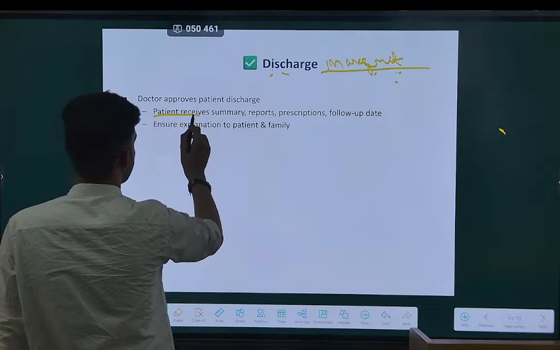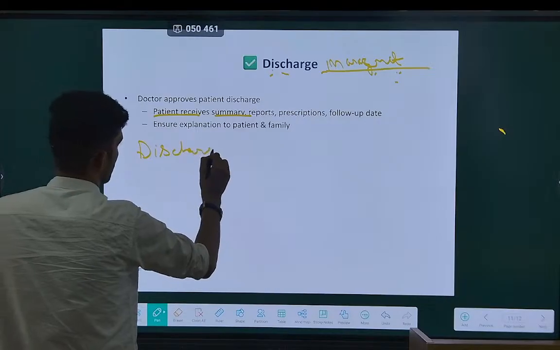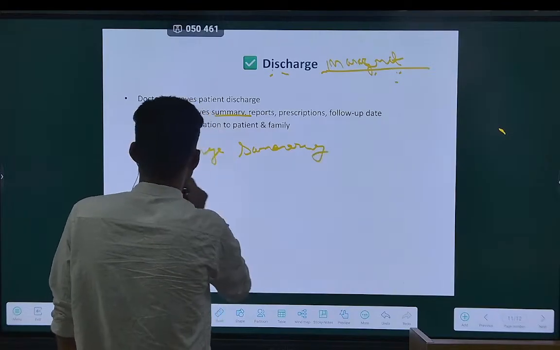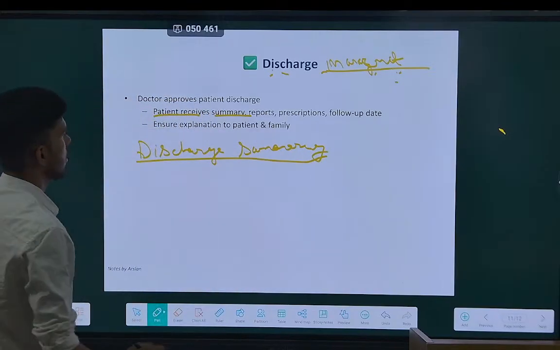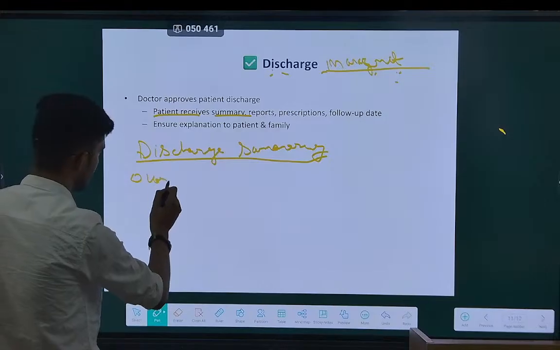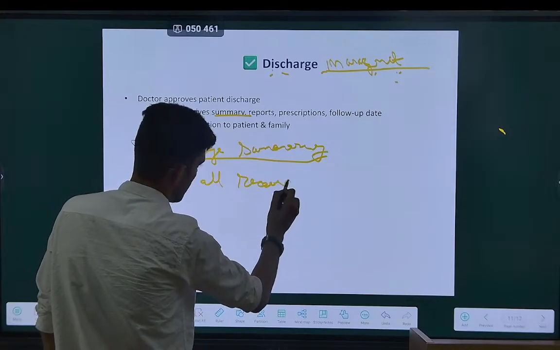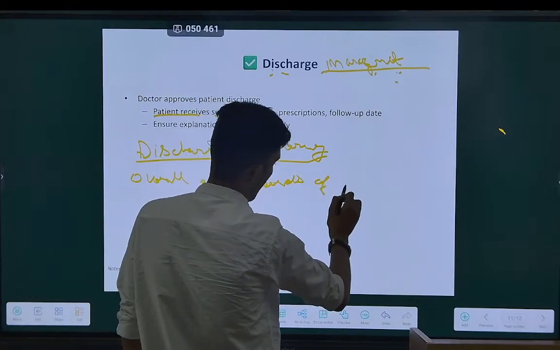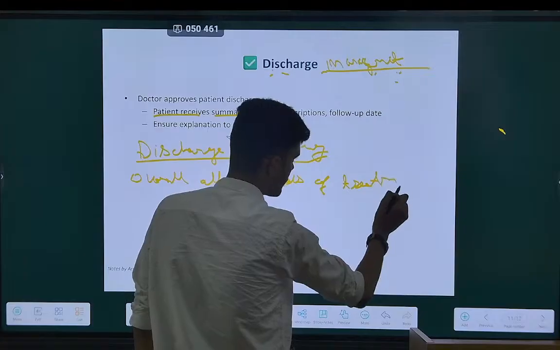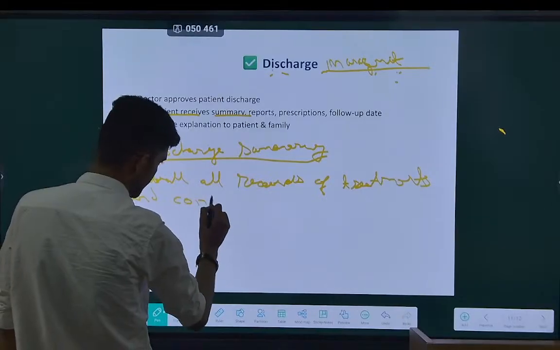The patient receives a discharge summary. In the discharge summary, it is the overall record of treatments and condition of the patient.